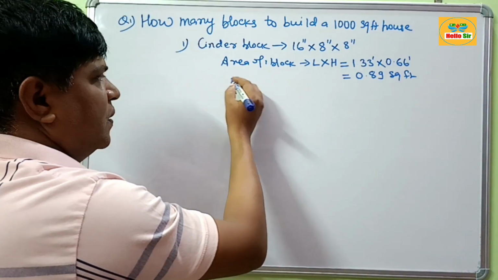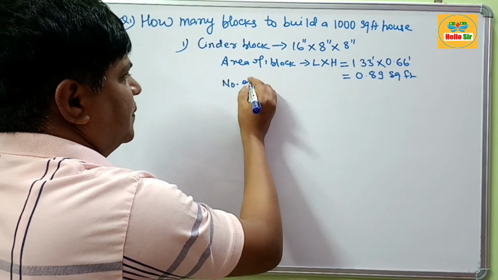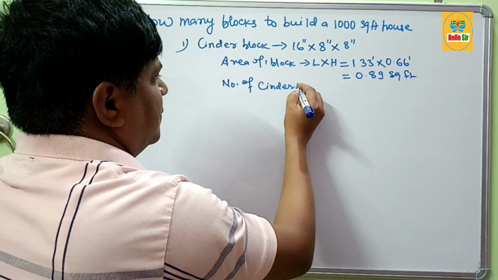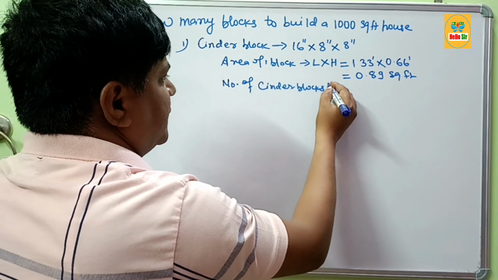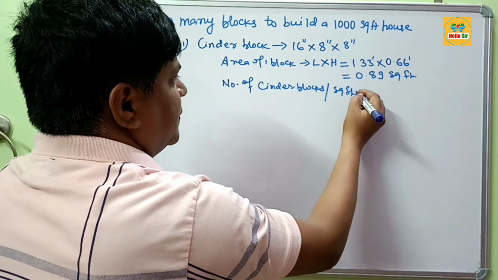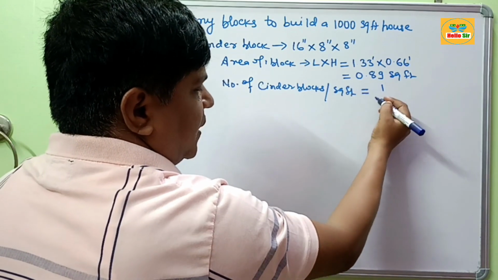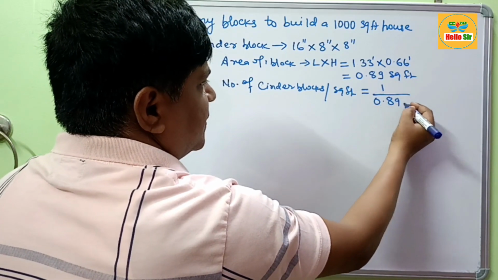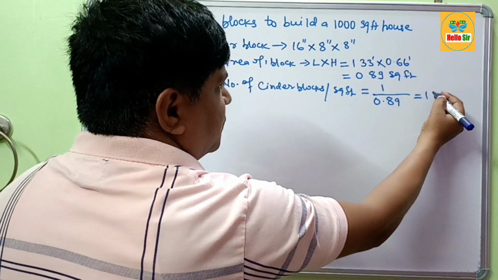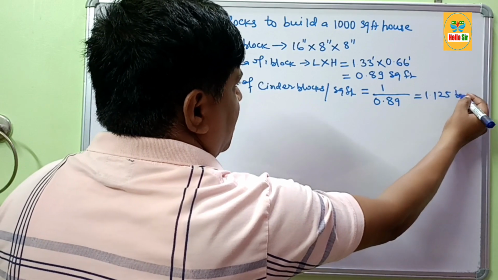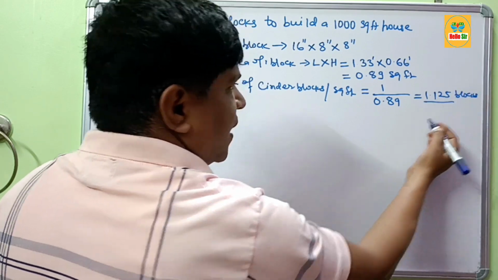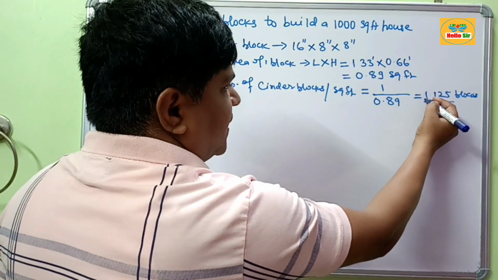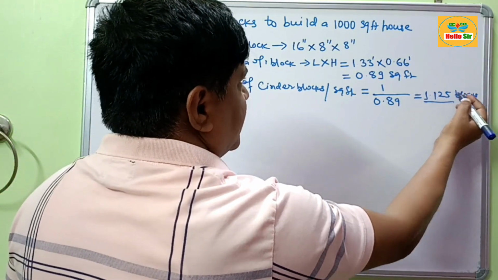And if you want to calculate the number of cinder blocks per square foot, your area is given as 1 square foot and this one is 0.89. This will come to about 1.125 blocks. It means how many cinder blocks per square foot? Your answer is 1.125 blocks.